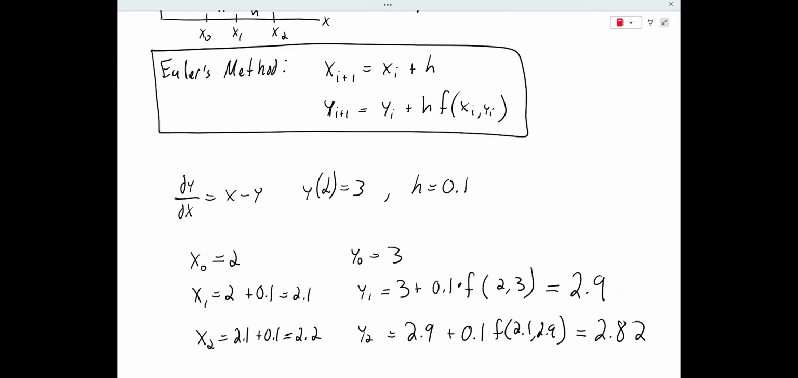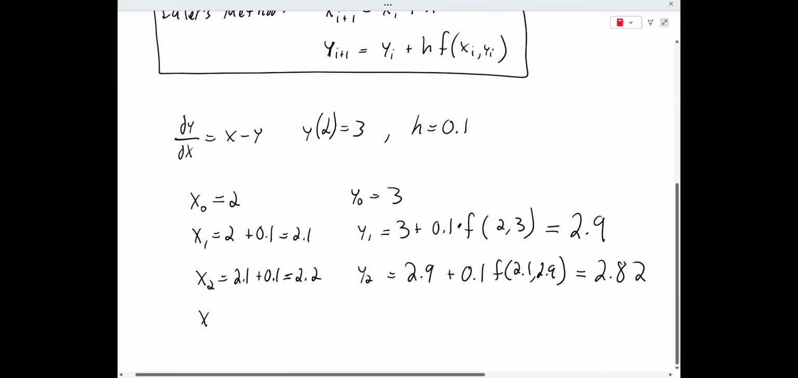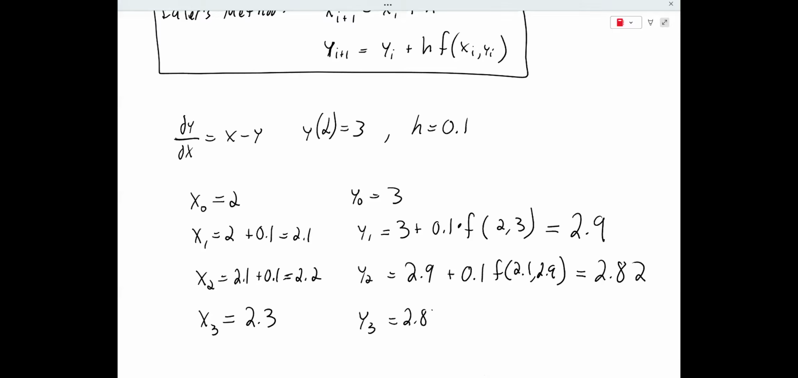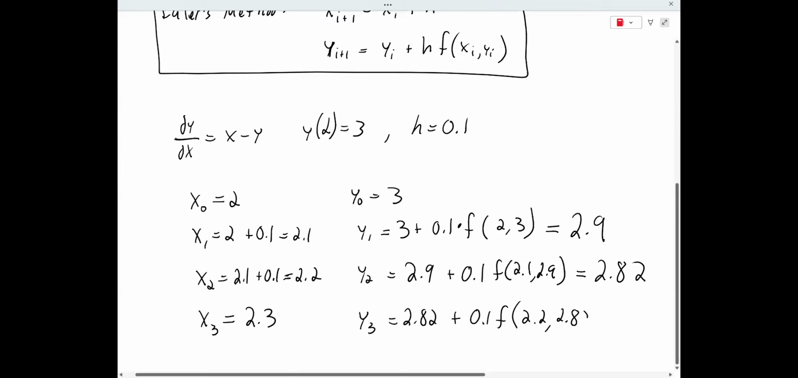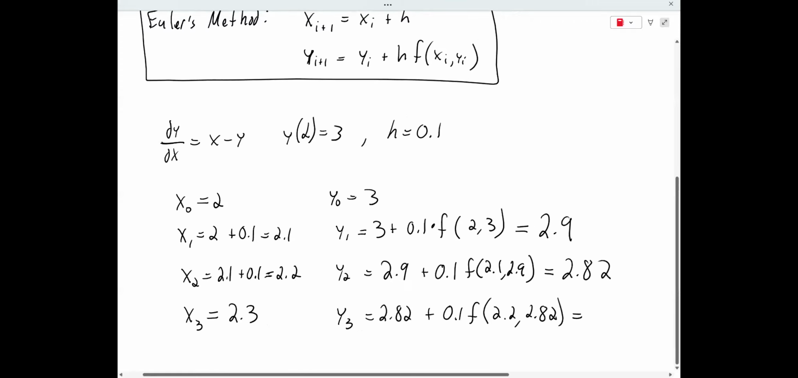Okay. Now I'll do one more here. Say x sub 3. That would be 2.3 now. Then y sub 3 would be 2.82 plus 0.1 times the function evaluated at the previous one here, that'd be 2.2, 2.82. I'll just tell you the answer here. Again, that's just putting it back up here for the x minus y. Okay, you go through that.